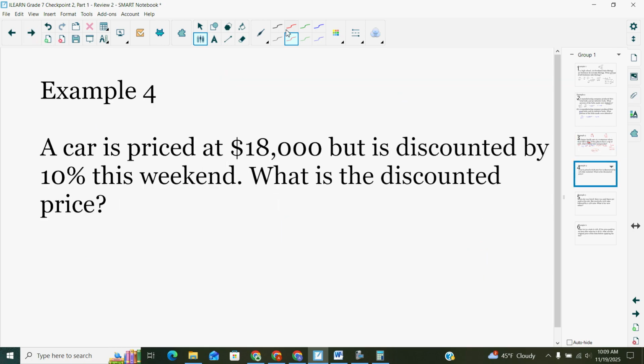Example 4. Example 4 says a car is priced at $18,000, but then it's being discounted by 10% this weekend. What is the discounted price? Car is priced at $18,000. They're taking 10% off this weekend. What's the new price?